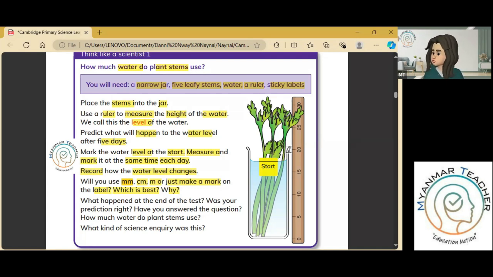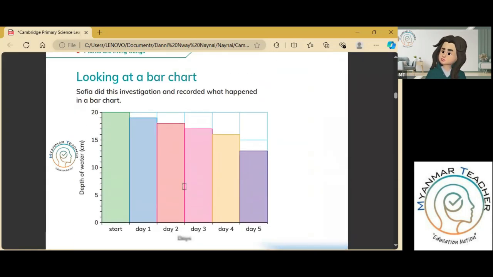Now, these are some questions that you'll ask yourself. What happened at the end of the test? Was your prediction right? Have you answered the question: how much water do plant stems use? What kind of science inquiry was this? The science inquiry was an observation over time, which means you have to spend a week, or in this case 5 days, and you have to look every single day, and then you can see small changes.